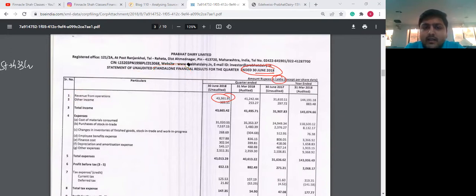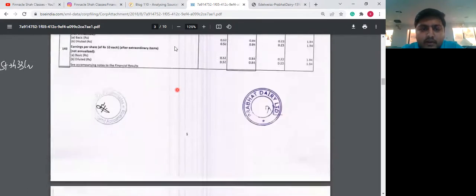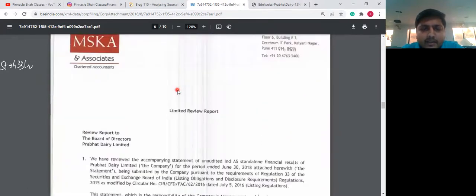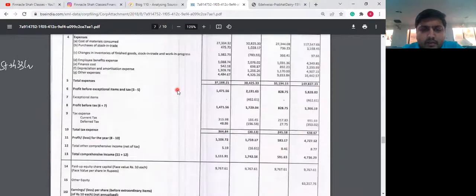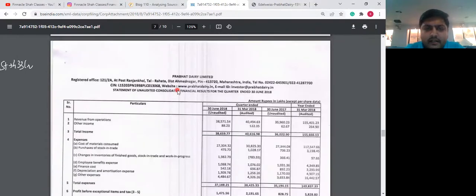Now, let me scroll down a bit to the consolidated figures for everyone's reference. Yes, these are the consolidated figures. Once again, for the same quarter ending, quarter 1 2019, revenue from operations is 385 crores. And remember, this is consolidated. So the standalone revenue figure was 433 crores and the consolidated revenue figure is 385 crores.